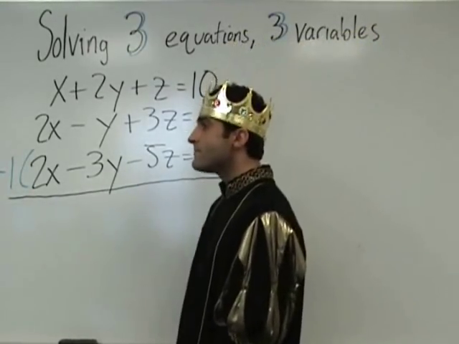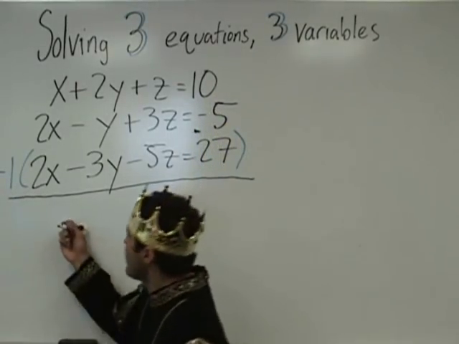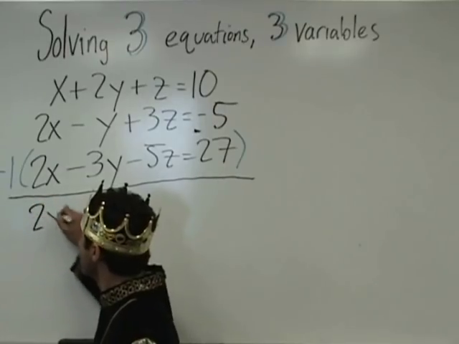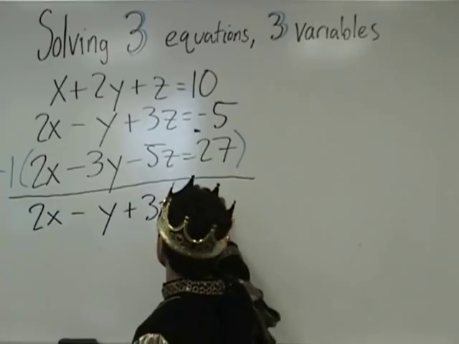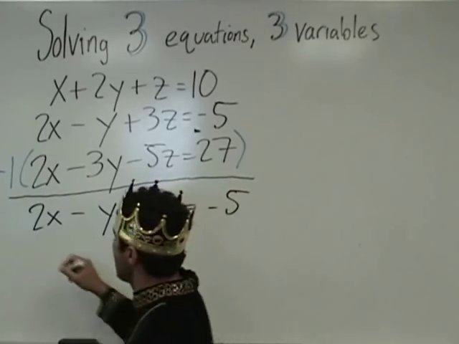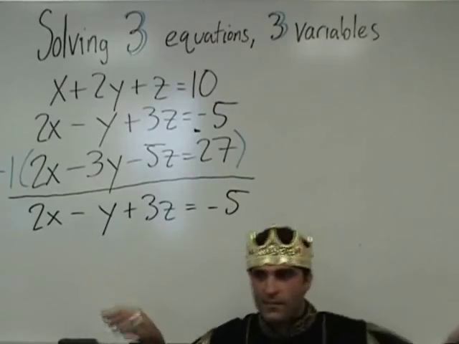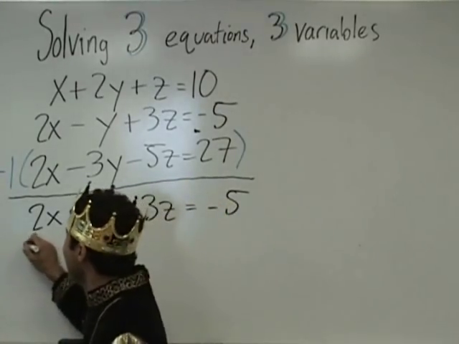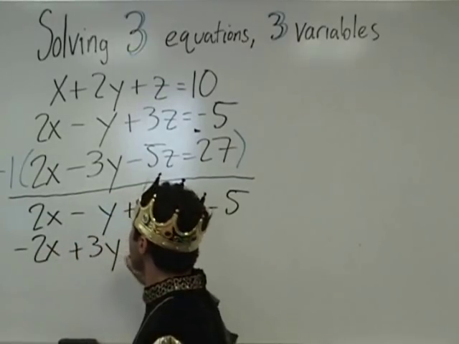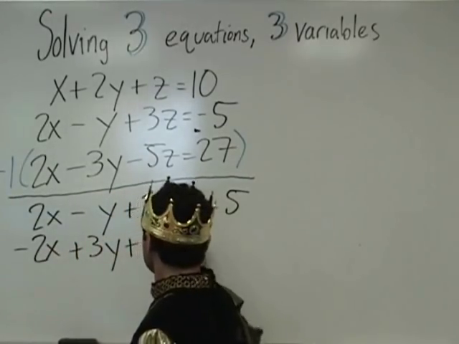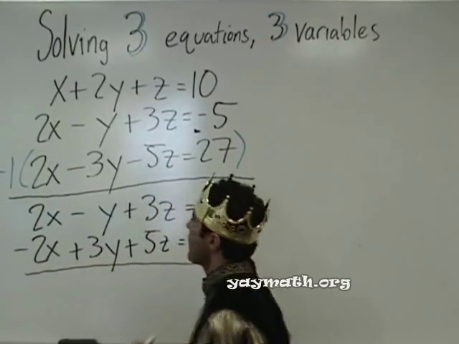The second one: 2x minus y plus 3z equals -5. Okay, now what's this part? Negative, not all at once. -2x, plus 3y, plus 5z, equals -27. Very good. Now let's add these 2 up.